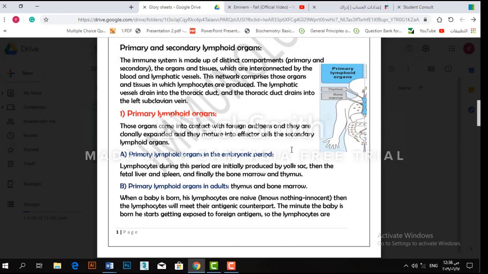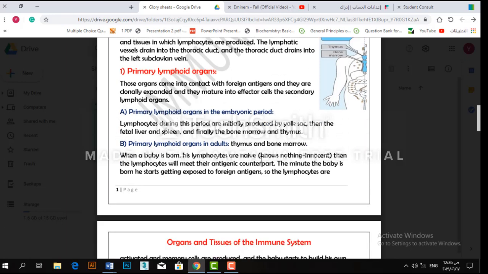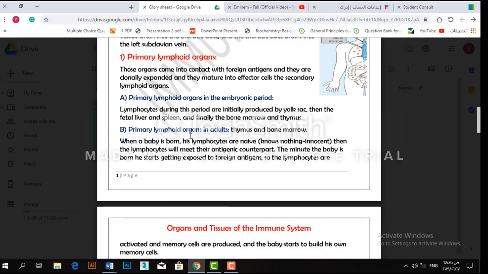Now, primary lymphoid organs in the embryonic period. Lymphocytes are produced in different stages in our life and in different places. Lymphocytes during the embryonic period are initially produced by the yolk sac, okay? Then the fetal liver and spleen, and finally the bone marrow and the thymus, as the primary lymphoid organs. Now, primary lymphoid organs in adults are mainly two: the thymus, which will make T cells, and the bone marrow, which will make the B cells.